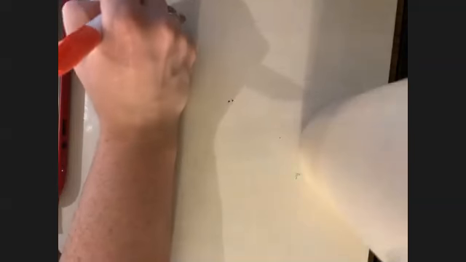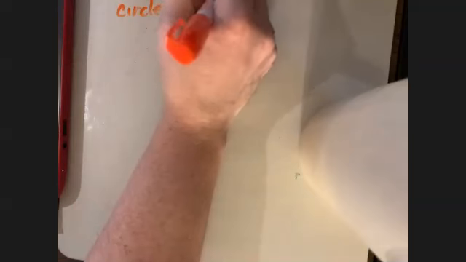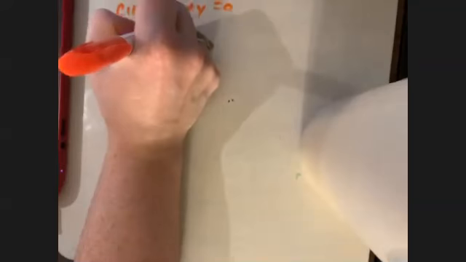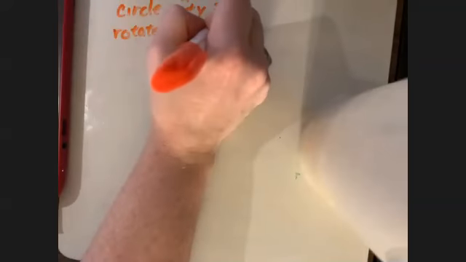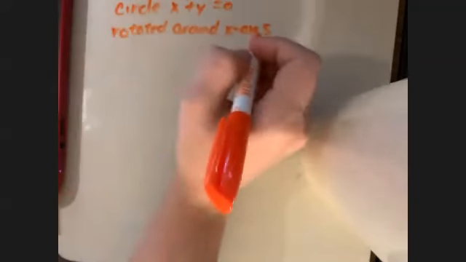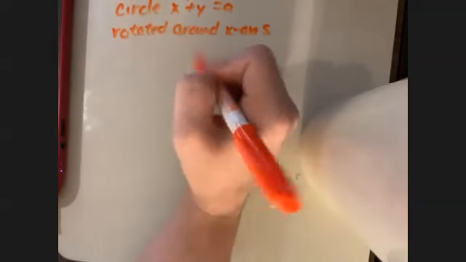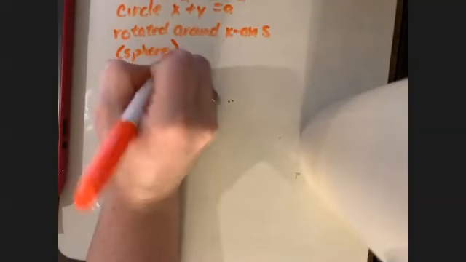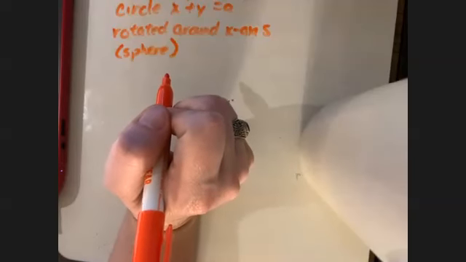So now, let's look at another one. So now, we're going to do the circle, x squared plus y squared equals a squared, rotated around the x-axis. Okay, now, if we think about it, a circle, when it spins around the x-axis, is going to make a sphere. Okay, so it's going to make a sphere, and we want to find its volume.